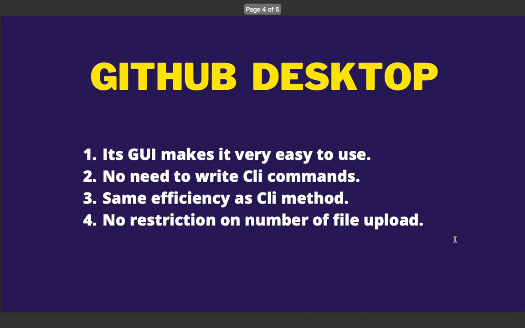The next method that we discussed was GitHub Desktop. Its GUI makes it very easy to use. That means you can just press buttons and create a new repository. You can press a button and upload the code. So that's very simple, and there is no need to write the CLI commands, obviously. Third, it has the same efficiency as the CLI method. Fourth, it also doesn't have any restriction on the number of file uploads. So these are the 4 points that make it a very good option for beginners.